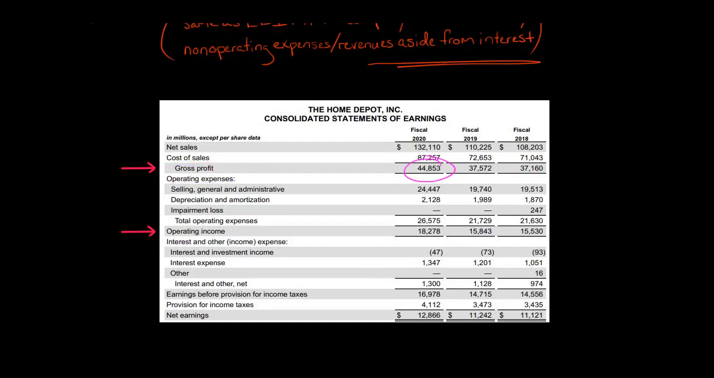What operating expenses does Home Depot have? They've got SG&A, which largely consists of salaries. They've got depreciation and amortization expense, and then they've got an impairment loss. Okay, so when you deduct those operating expenses, it's $26.5 billion roughly of operating expenses. You subtract that from the gross profit, you get the operating income for Home Depot, which is just over $18 billion.